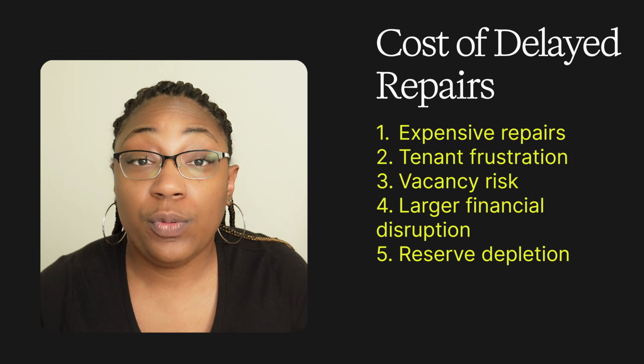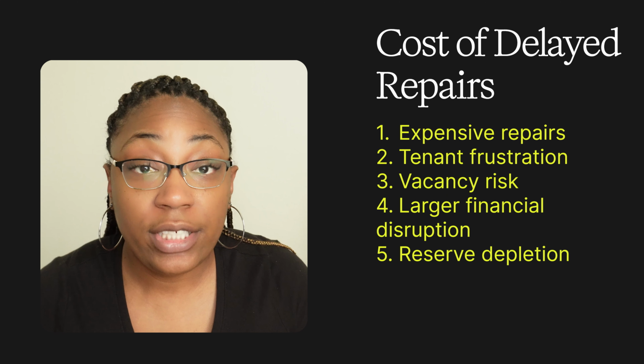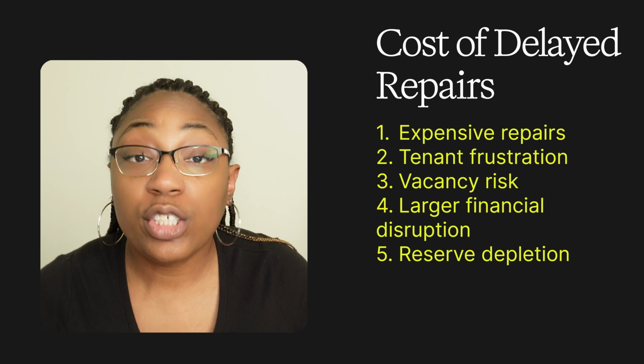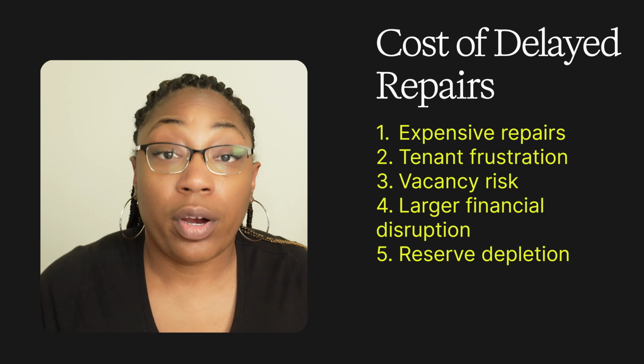Or you have a maintenance request from your tenant, asking you to replace the latch on the fence. You never got to it. So now they feel like any type of maintenance request you're going to ignore, so they never told you about the water issue in the wall. And now you have a $2,000 plumbing issue or even more. These issues can lead to expensive repairs, tenant frustration, vacancy risk, a larger financial disruption, or even worse, depletion of your reserves.